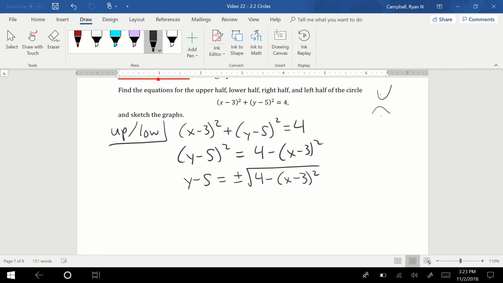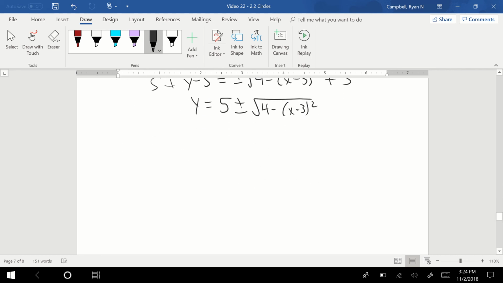All right. And then just to solve for y, all you do is add 5 to both sides, right? So you could add 5 like that, or you could just move it out front. So 5 plus or minus the square root of 4 minus x minus 3 squared.